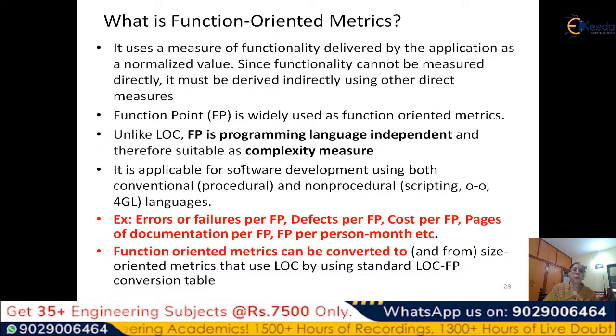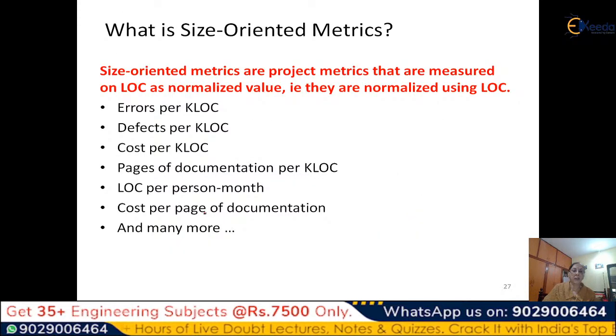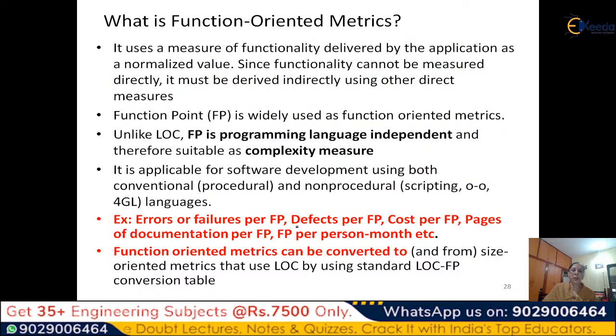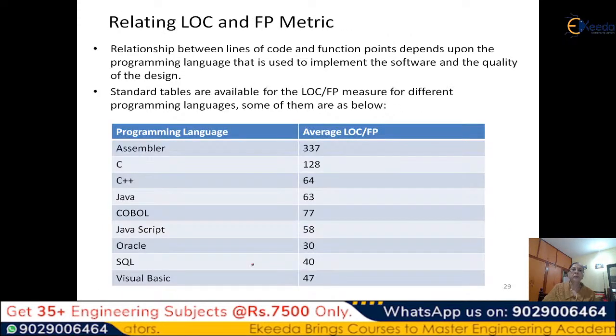Function point is used as the measure of size or complexity, and everything whatever we did there with size or KLOC, now we are doing based on the function point: errors per function point, defects per function point, cost per function point. So we call it function-oriented metrics. Whenever you are asked to give examples, you have to look into this. This is how you can convert function points to LOC, average LOC per function point. These are standard tables that are available on the internet.